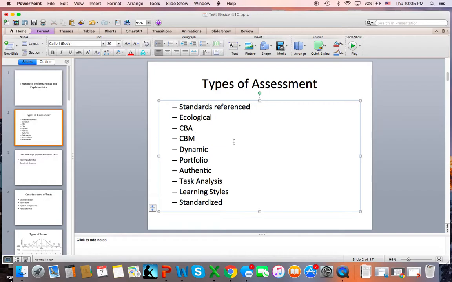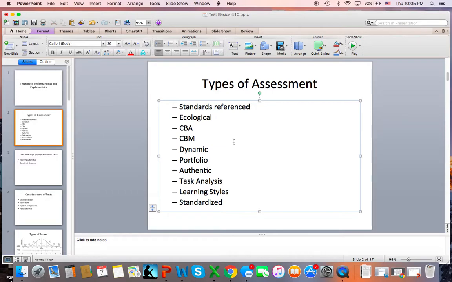CBM is curriculum-based measurement. And so curriculum-based measurement is and should be a part of CBA. And CBM is really based on kind of a stage theory of learning, in that students move from one skill to another in a fairly linear fashion. And it was designed primarily for basic academic skills in reading, writing, and math. And we'll talk about CBM at much greater length later on during the course.